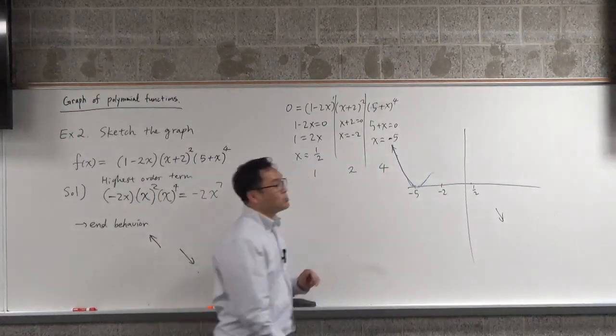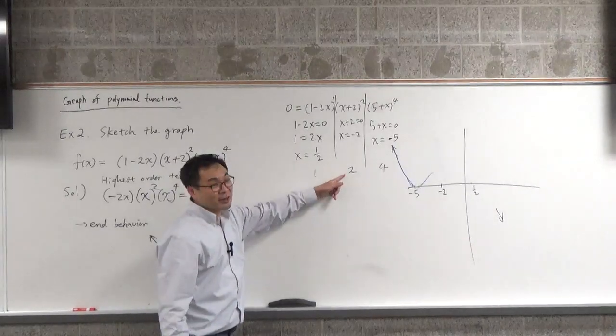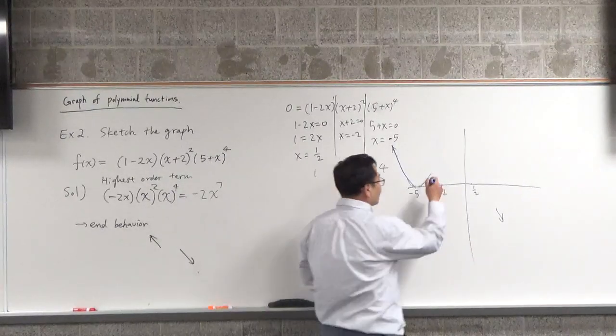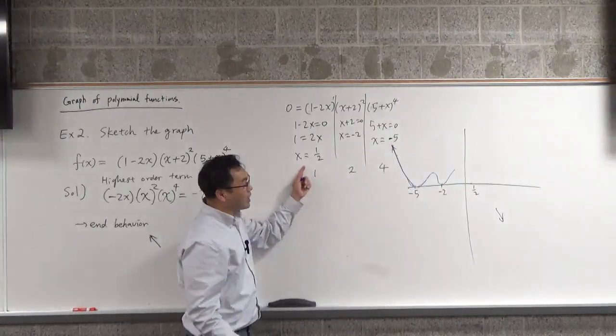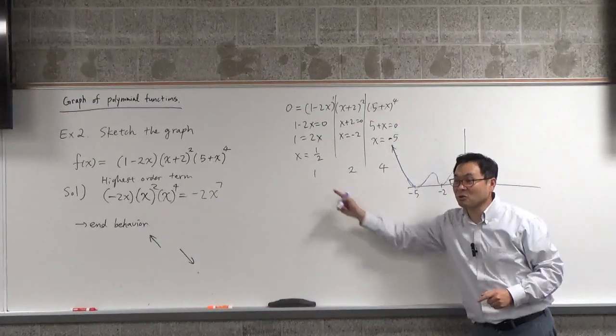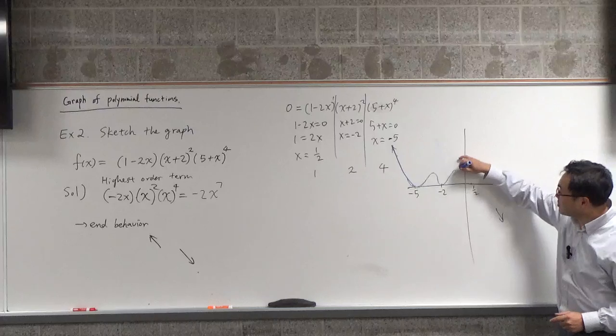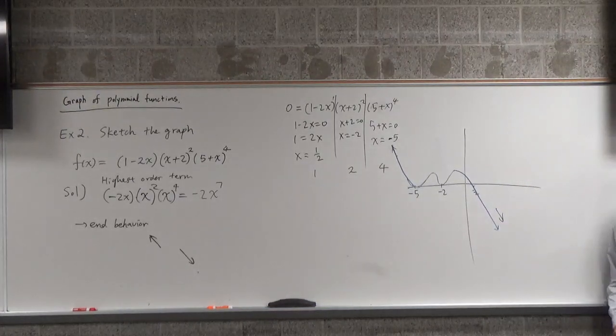Negative 2. Bounces back again. It's again even, right? So it comes down, bounces back. At 1/2, it goes through because now it's multiplicity 1, right? So it's like that.